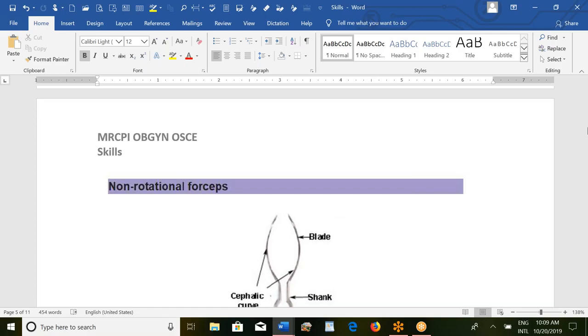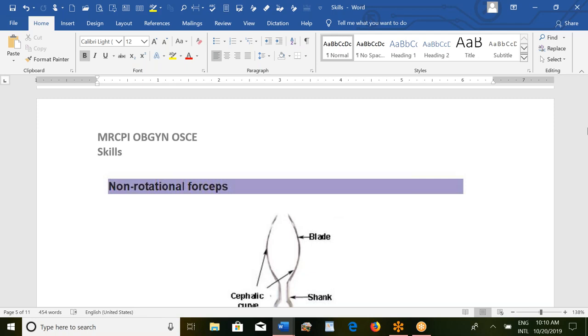Vacuum is very rarely used, and I have seen even registrars and sometimes consultants who cannot use the vacuum. They can't even fix it on the correct position, the correct side. So instrumental deliveries are very important throughout Ireland and the UK. If there is any problem, they will take help of forceps. Vacuum is used rarely, but forceps are used very frequently. Even for VBAC, they prefer outlet forceps because they are the quickest way to achieve a delivery.